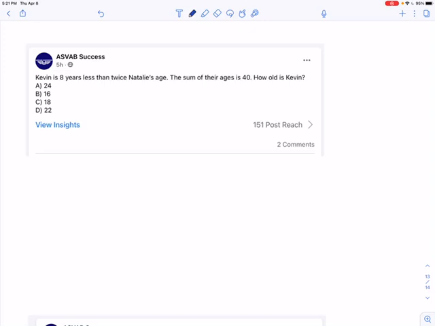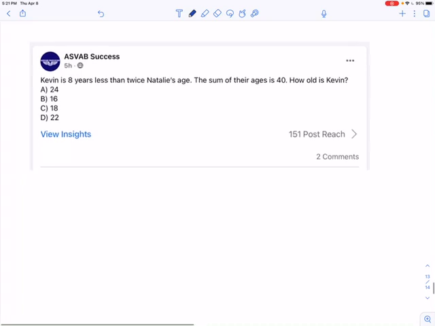How old is Kevin? Okay, so with this, it looks to me like I need to do an algebra equation because there's a lot of unknowns, right? So the way we do an algebraic word problem is that we take the words from the actual question and we turn them into an equation. What does that look like? So let's go word by word.